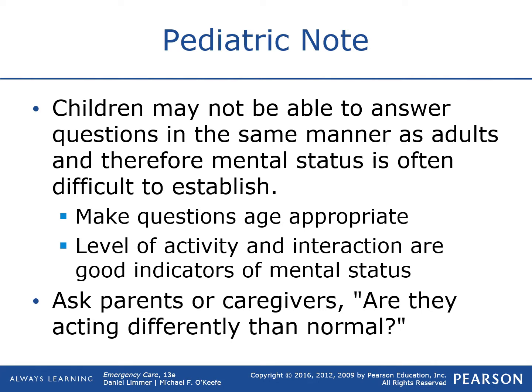altered mentation. So this is where we need to ask our parents, or if it's a caregiver, ask them, are they acting differently than normal? Are they at their baseline for what you know of them? Because the parents are going to have a very good idea of what their normal is like. And so if they differ anything from the normal, a parent will pick up on it very quickly and a lot quicker than we will. So that's where it's very important to be talking to our parents.